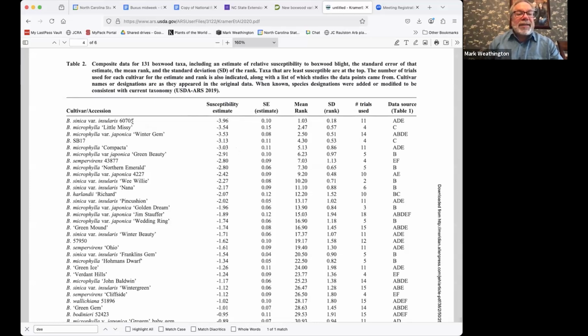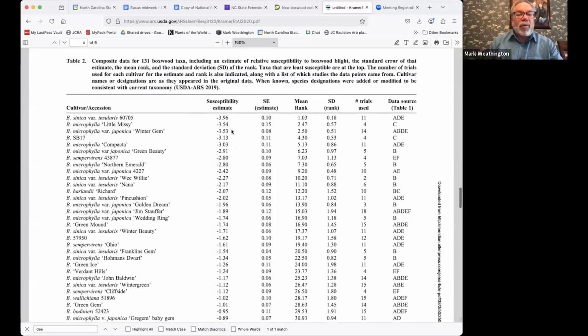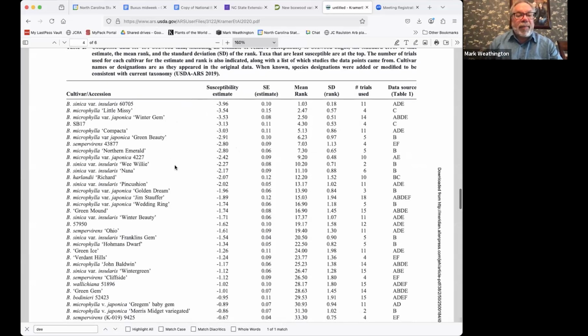So that Buxus sinica variety insularis, that's one of the small leaf ones, very resistant. Buxus microphylla, Little Missy, again, very resistant. Winter Gem is a great one that's out there. Some of these are hard to find. Buxus harlandii, Richard. Buxus harlandii is one of those kind of fan-shaped ones that's beautiful, and Richard is a slightly larger leafed one. There's a lot of confusion in these, and it may or may not actually be insularis, but the National Arboretum has the Buxus experts in the U.S., and that's what they're with, so we go with that.